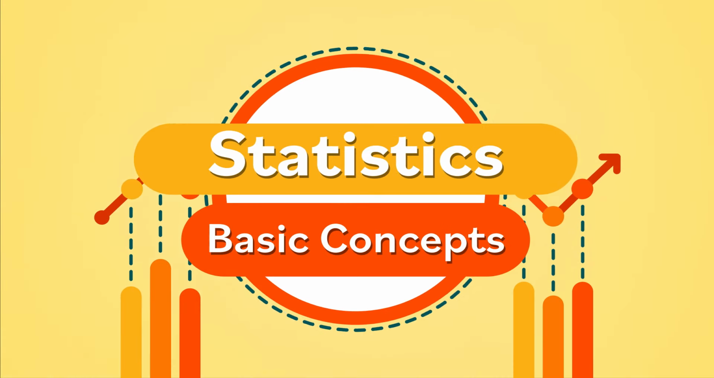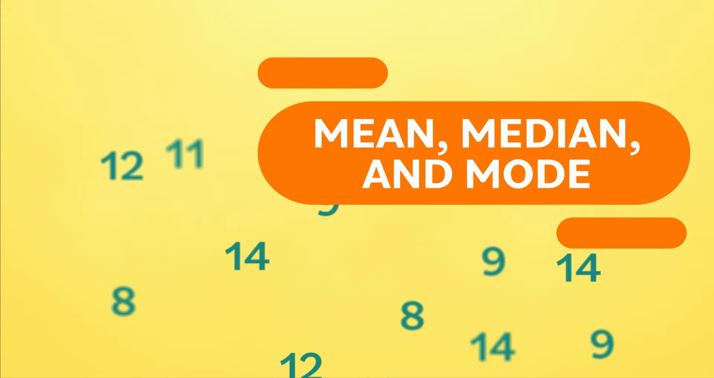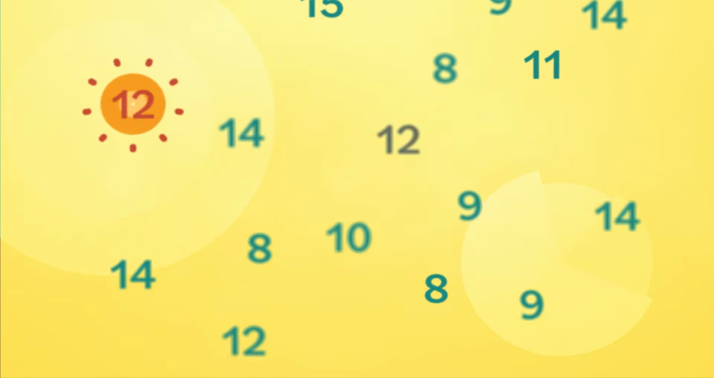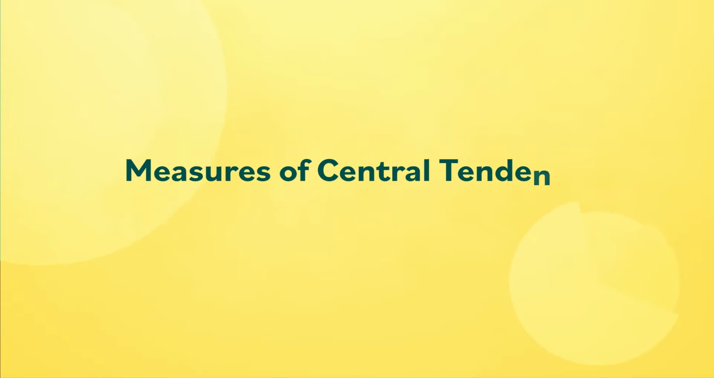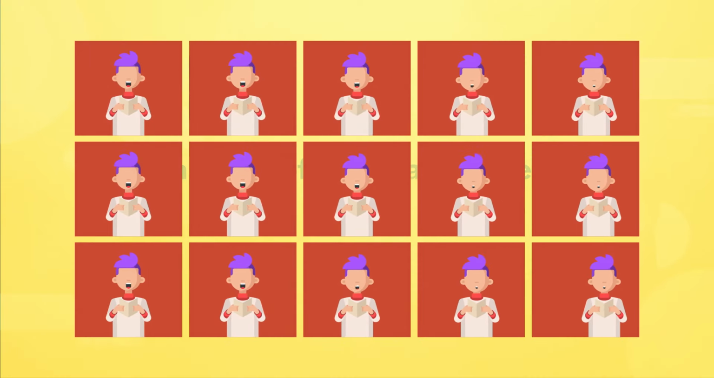Statistics, basic concepts. Mean, median, and mode. If you're looking for patterns in a set of data, mean, median, and mode can help you to see these patterns or trends more clearly. These are called the three measures of central tendency. Let's look at this example.